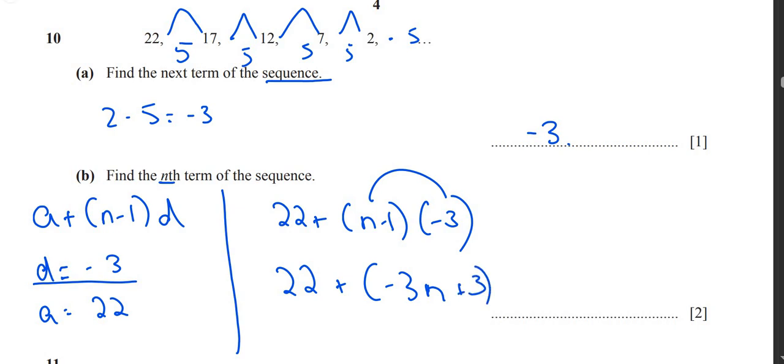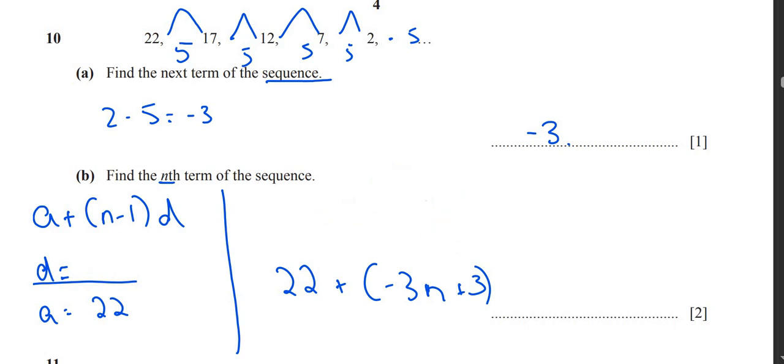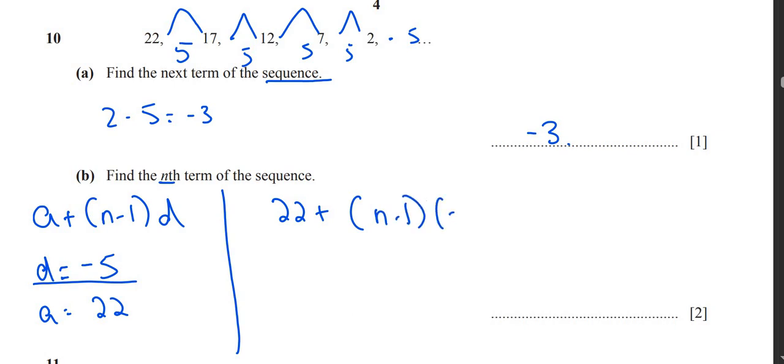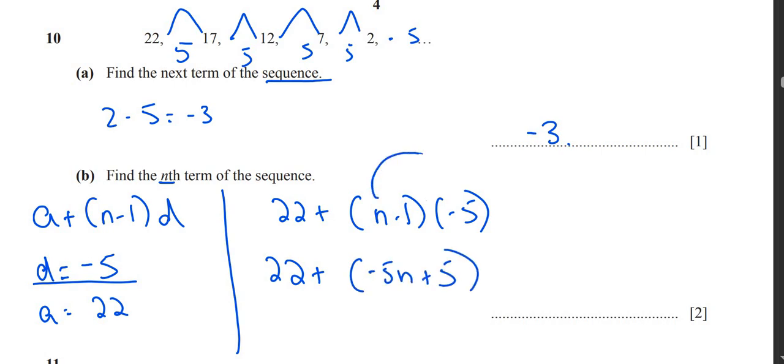Alright, just give me 1 minute, I have made a mistake. The whole mistake that I made in this question is that the difference is not negative 3, it's negative 5. Sorry. So now let us continue. 22 plus n minus 1 multiplied by negative 5. n multiplied by negative 5 is negative 5n, and negative 1 multiplied by negative 5 is positive 5. So 22 plus 5 is 27, negative 5n. 27 minus 5n.